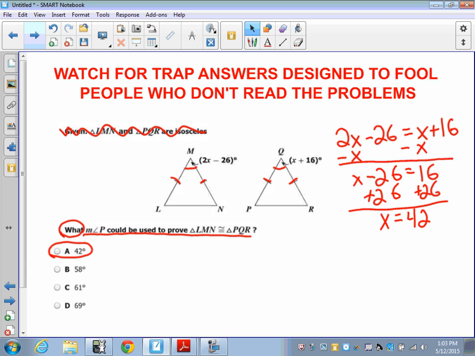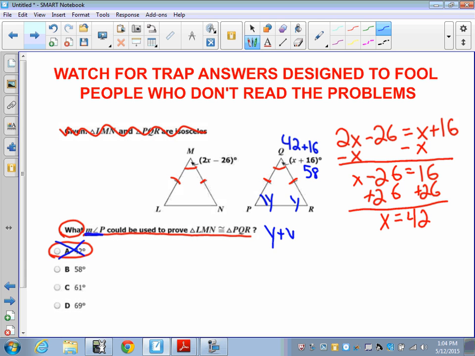But what did the problem ask us to solve? What measure of angle P? Angle P is right here. So that's not the right answer. It's a trap answer. We should remember that all three of these angles together add up to 180. Since it's isosceles, the base angles need to be the same. So we plug this in, 42 plus 16, and we get 58.